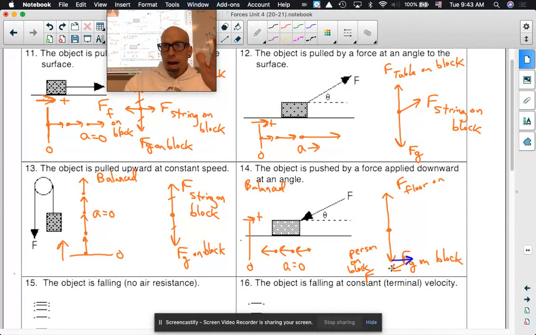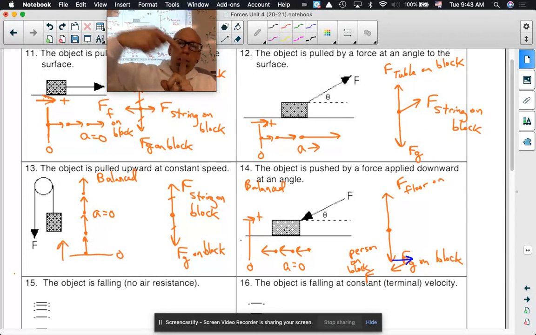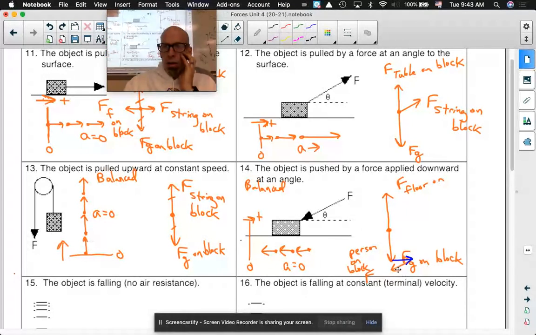And so because of that, the floor is pushing up, not just against the force of gravity on the block, it's also pushing up against the person that's pushing down at an angle. I don't know if this is confusing or if this is making sense, but when you move these four vectors around, so they're all tip to tail to each other, they will balance.